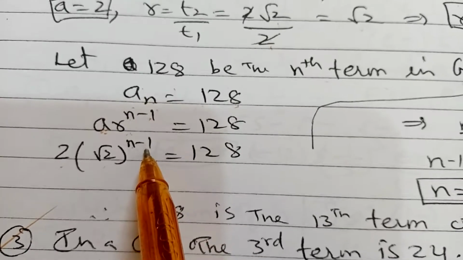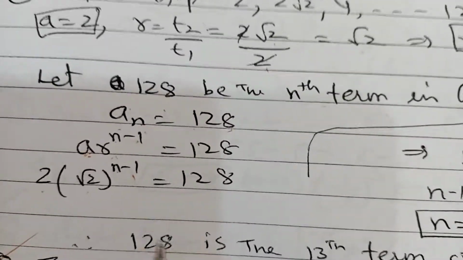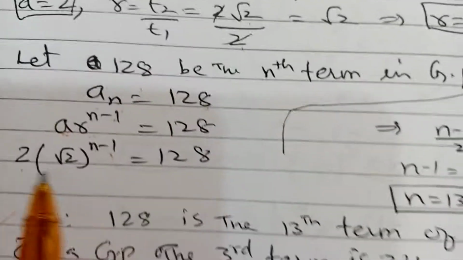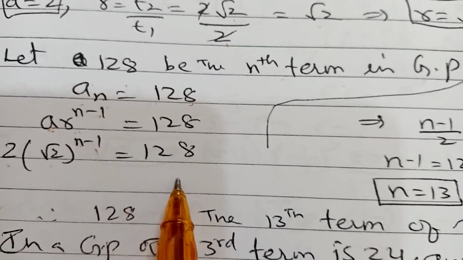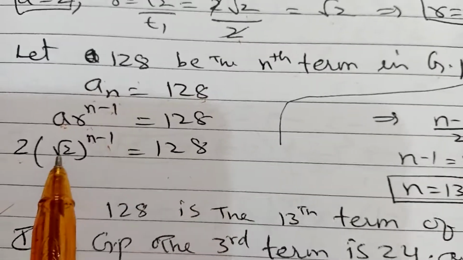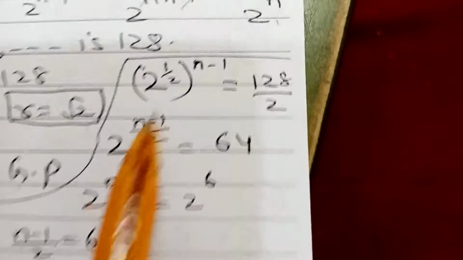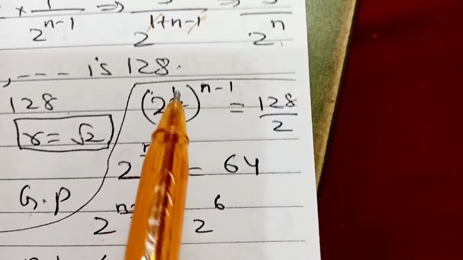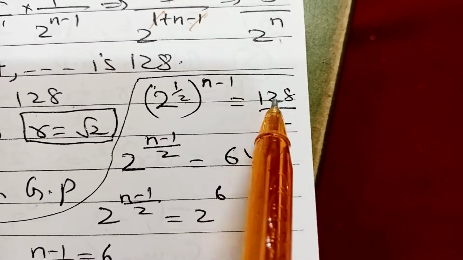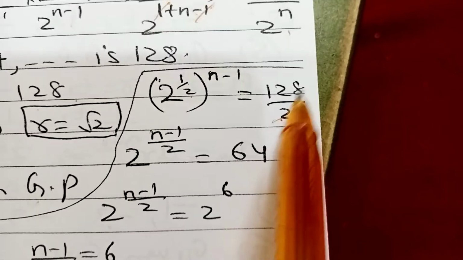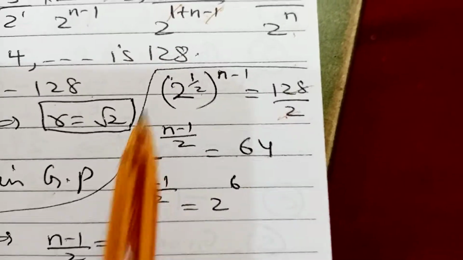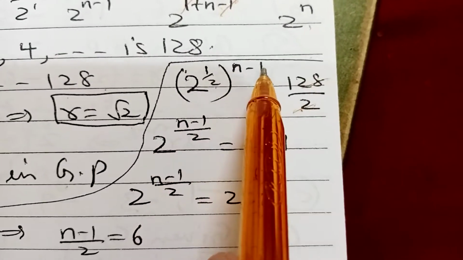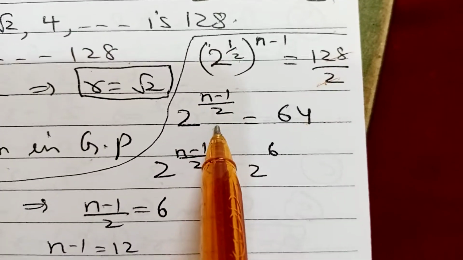Okay, so simplify this. This 2, send it here. 128 by 2. Root 2 means 2 power 1 by 2, to the power n minus 1 is equal to 128 by 2. 2 ones are 2, 64 twos are 128. So 2 power 1 by 2 into n minus 1 is 64.